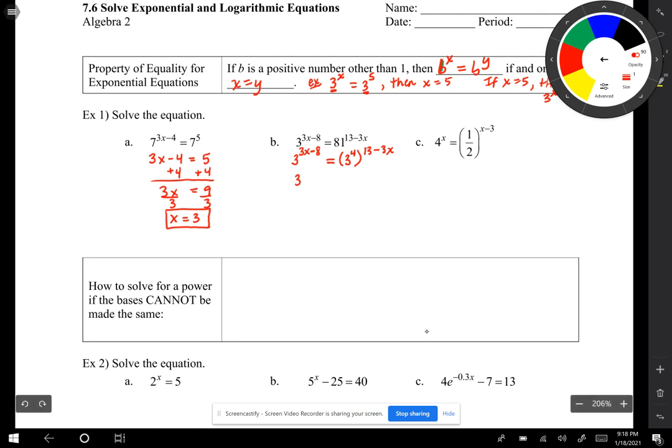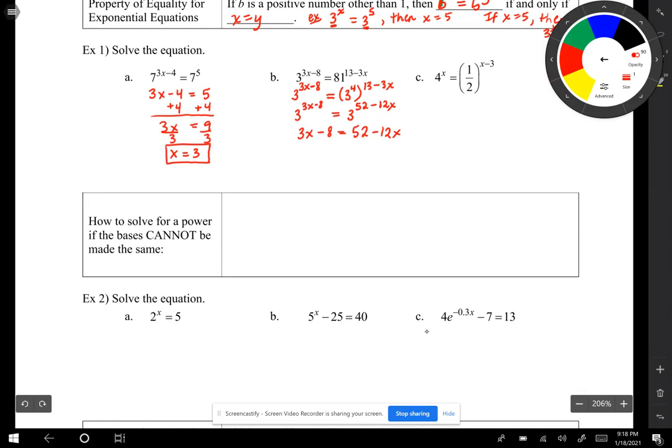You can simplify first the right side. So you can distribute that 4. So it'd be 3 to the 52 minus 12x. And now you can set the exponents equal to each other. So 3x minus 8 equals 52 minus 12x. And what we want to do is we can add 12x to both sides. So that's 15x minus 8 equals 52. Add 8 to both sides. 15x equals 60. Divide by 15. X equals 4.